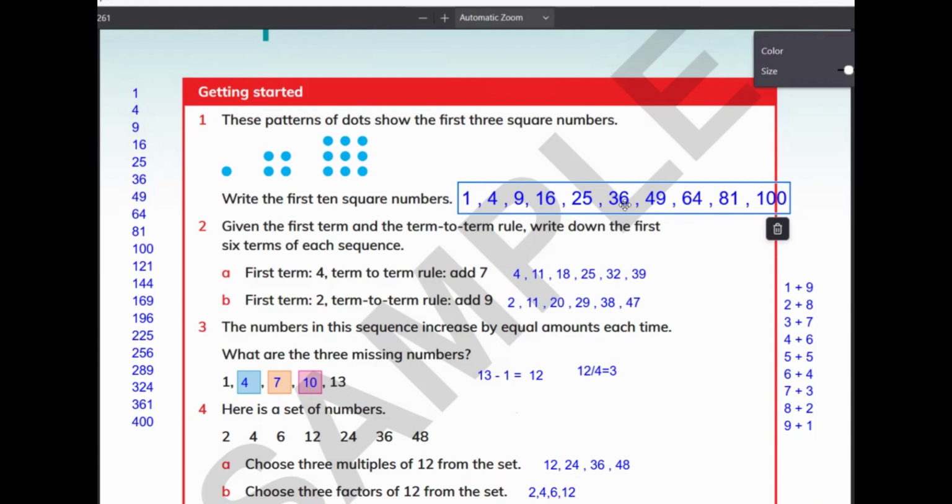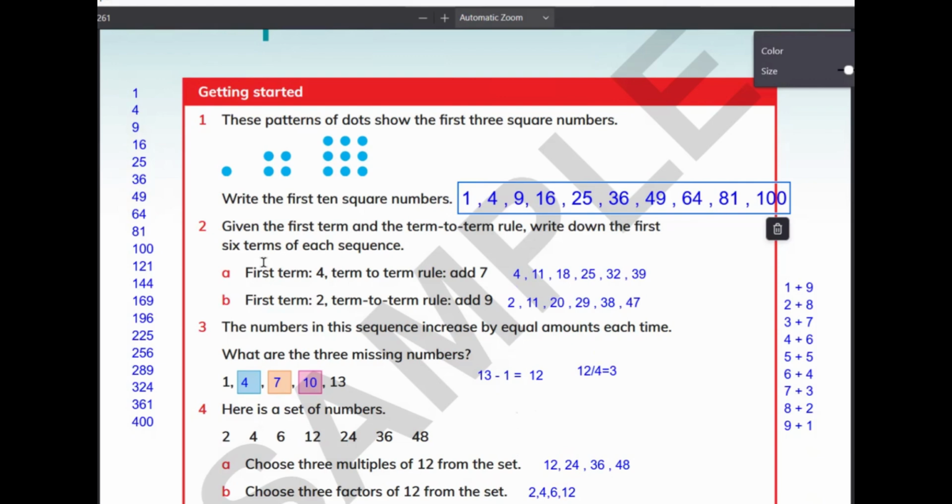If you'd like to continue, after that you have 11 times 11, 121, then 144, 169, 196, 225, 256, 289, 324, 361, and 400. This is the square of 20. Then you can continue by multiplying each number by itself.